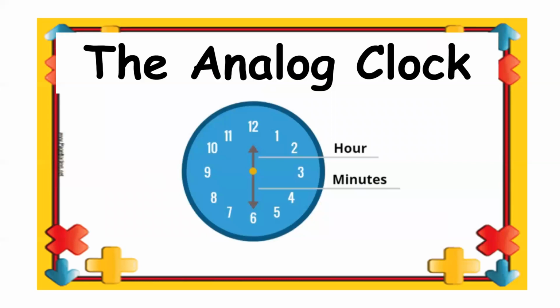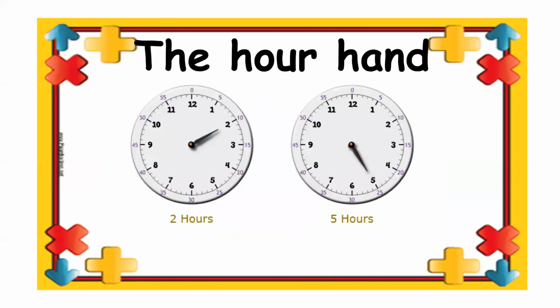The analog clock has numbers and hands that move to tell us the time. The short hand tells us the hour and the long hand tells us the minute. The short hand is the hour hand. The hour hand on the first clock is pointing at 2, so it is showing 2 hours. And the hour hand on the second clock is pointing at 5, so it is 5 hours.